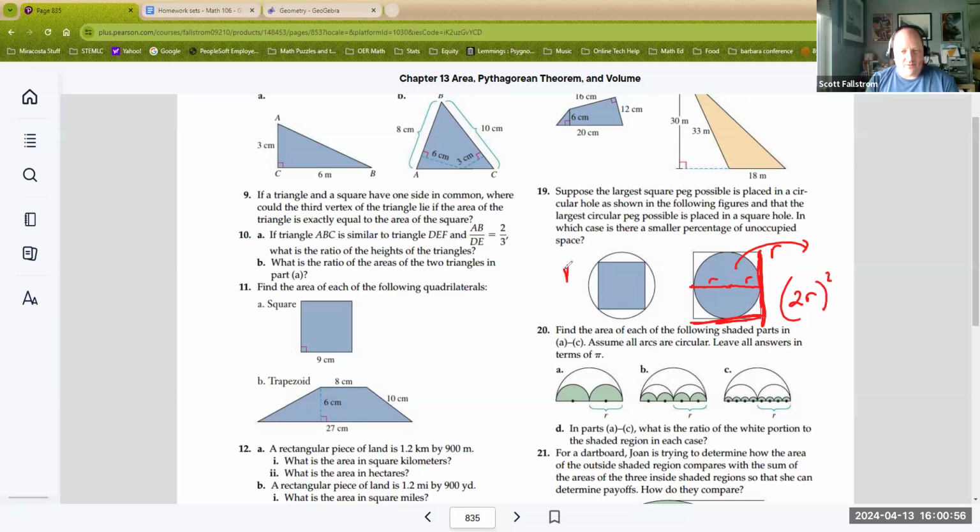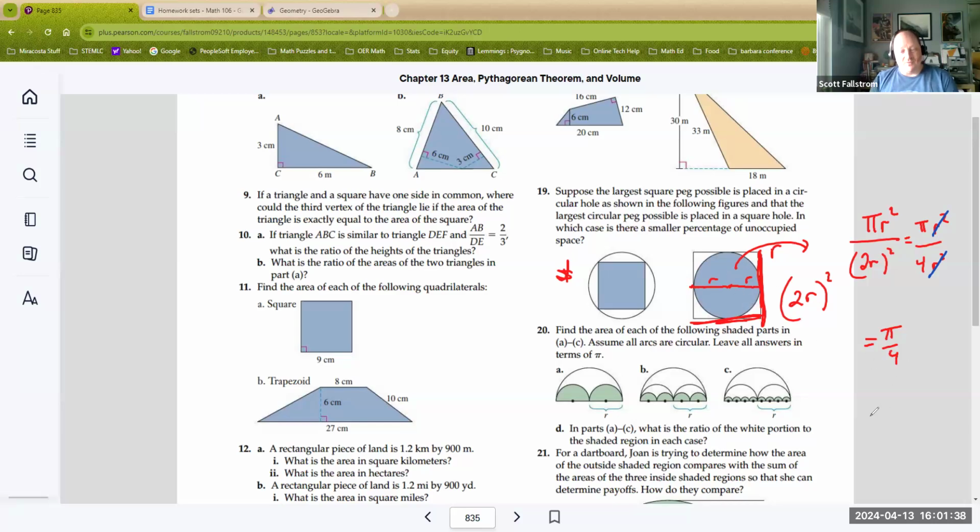So I'll do this one for you. I want you to try the first. I'll do the second. And so the percentage that is unoccupied would be the area of the circle, which is pi r squared, divided by the area of the square, which is 2r quantity squared. And the reason why it doesn't matter what number I pick is when you simplify this, you get pi r squared over 4 r squared. The r squareds cancel out. It doesn't matter how big your radius is. It doesn't matter how big your square is. Your final result is pi over 4. That's how much is used.